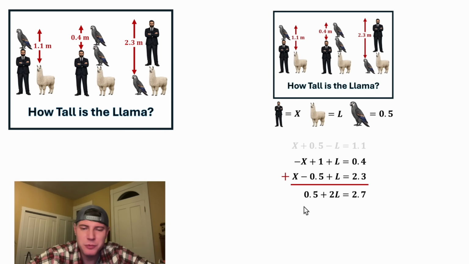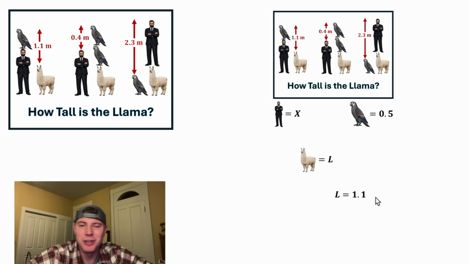And then from here, we can subtract 0.5 from both sides. That's going to leave us with 2L is equal to 2.2. And then we can divide both sides by 2, which gives us L is equal to 1.1. And that is the answer to our question. The height of the llama is equal to 1.1 meters. Let's put a box around it.